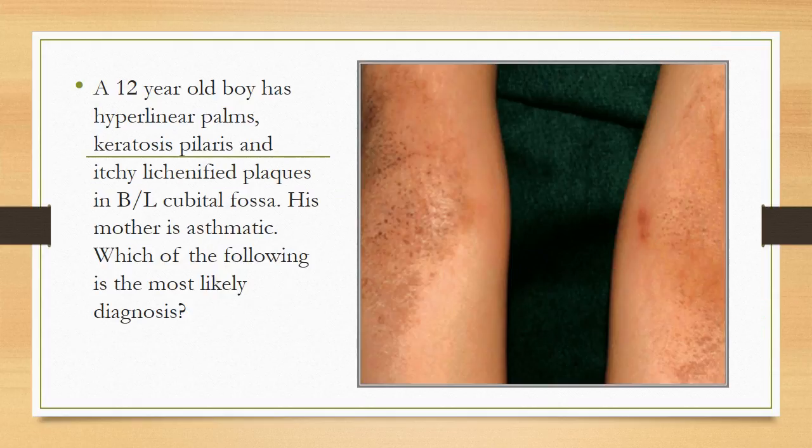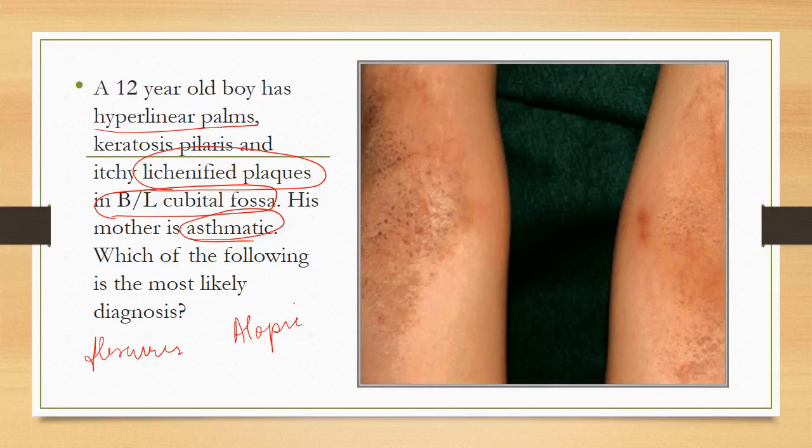If we have a 12-year-old boy with hyperlinear palms and itchy lichenified plaques in bilateral cubital fossa, his mother is asthmatic, which of the following is the most likely diagnosis? Hyperlinear palms, lichenified plaques, bilateral cubital fossa. So you have the flexures and you have hyperlinear palms, history of asthma or atopic diseases in the family. So this is a variety of atopic dermatitis.